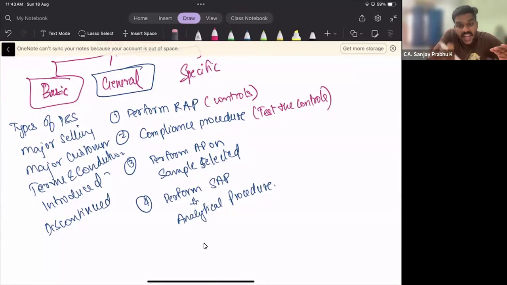Then we will select some samples. We will perform the audit procedures on the sample. Then we will go for analytical procedure. We will compare. We will see the ratios to see whether there are any unusual fluctuations or not. These are the 4 things which you have to understand.